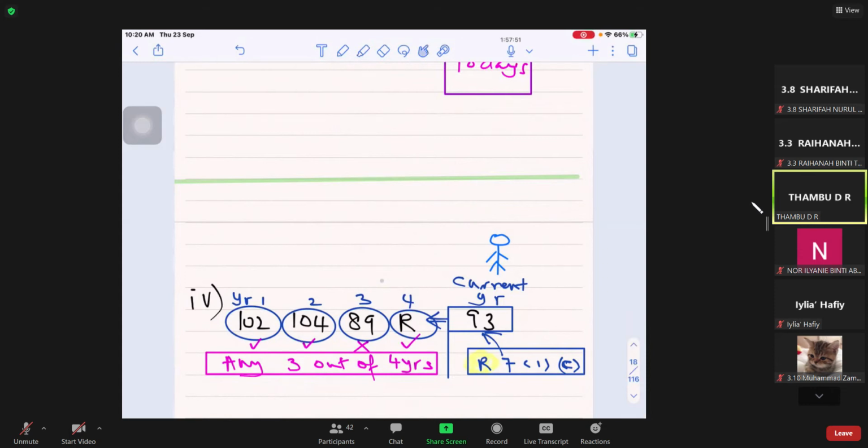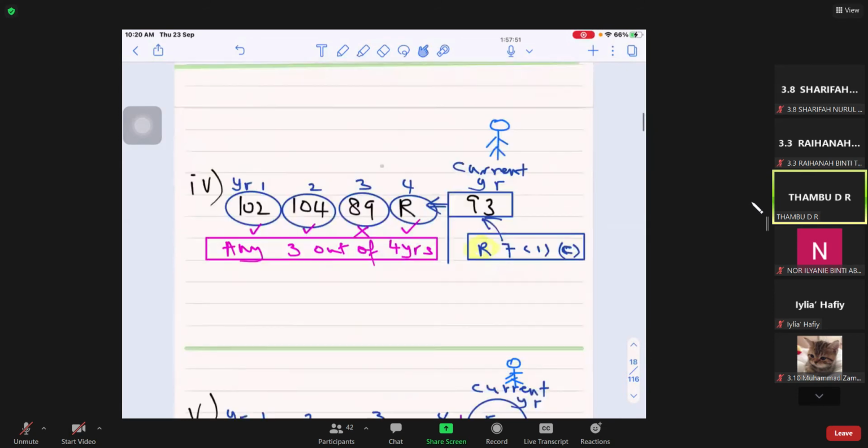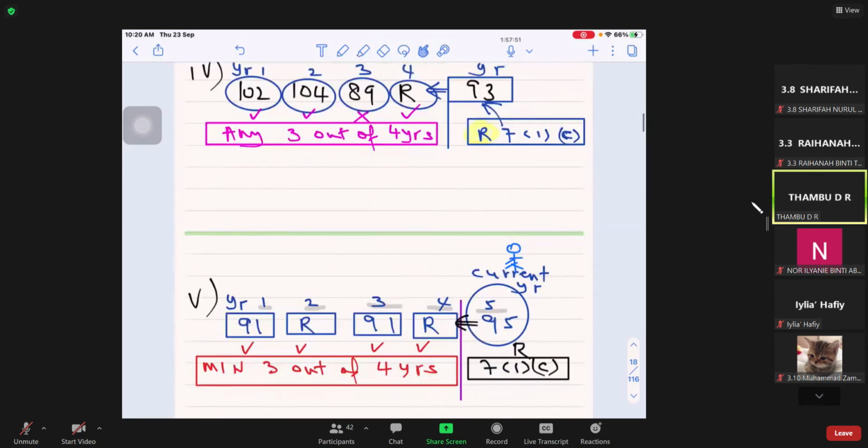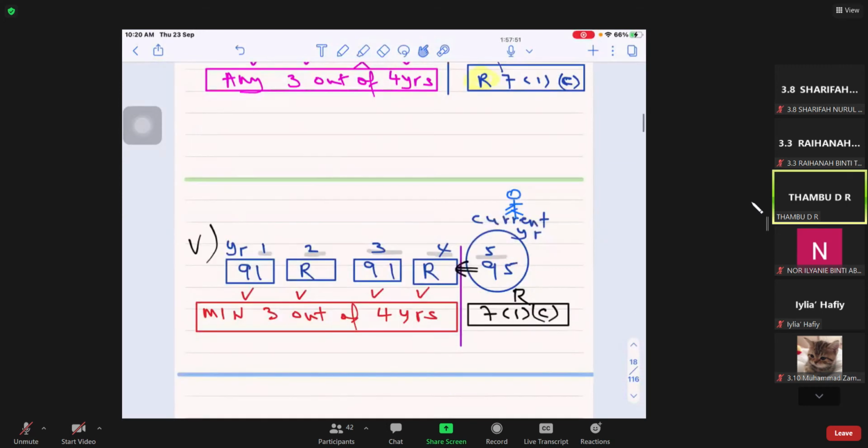Okay. Next one. What do you think about this? More than 90, I can go for C, provided out of the last 4 years, you have either R or 90. I need 3 out of 4. Here you get 4 out of 4. That's fine. From the 4 questions, I need 3 answered correctly, but you got 4 out of 4. That's fine. Resident.